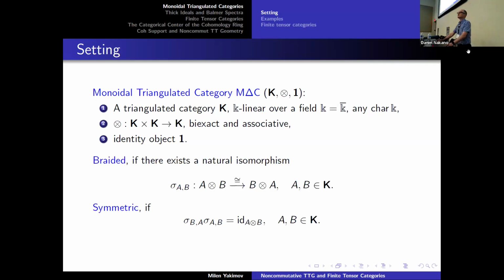Such a category is called braided if we have a natural isomorphism between the usual order of the tensor product and the reverse order of the tensor product. And the category is called symmetric if composing that isomorphism with itself gives you the identity natural isomorphism on the tensor product.